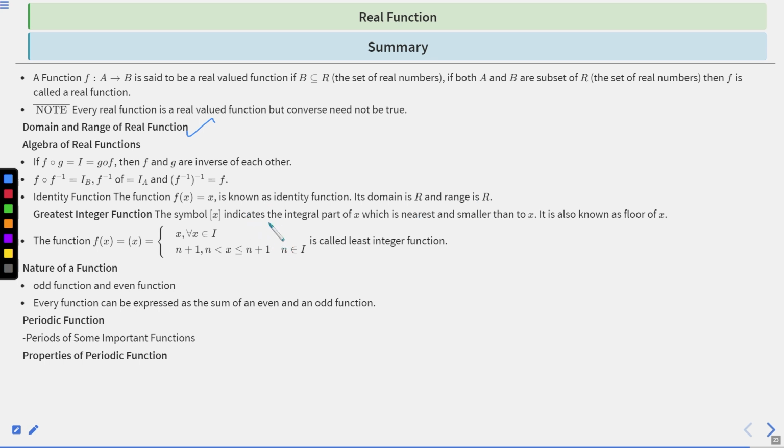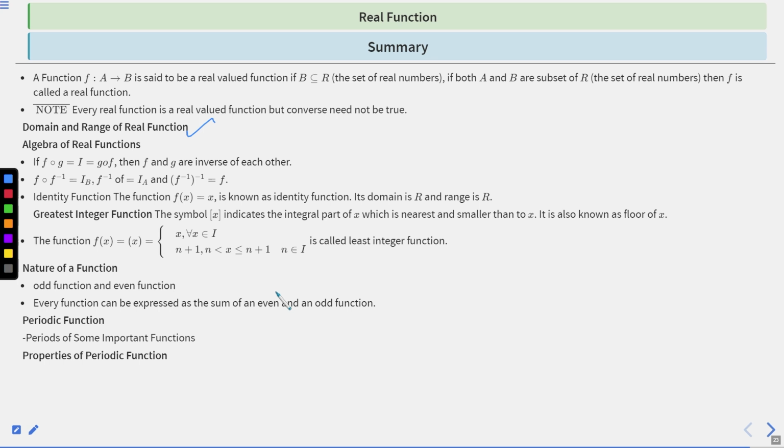Greatest integer function of x indicates the integral part of x which is nearest and smaller than x. It is also known as floor of x, right? Now the least integer function f(x) = x for all x belongs to I, and n + 1 when x is from n to n + 1 where n belongs to I, is called the least integer function. Also, we have seen the nature of functions.